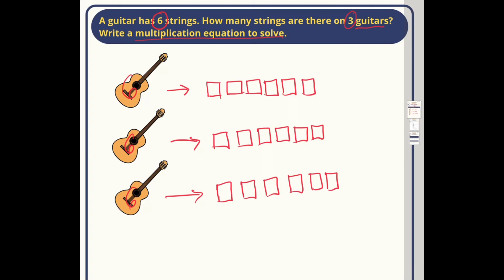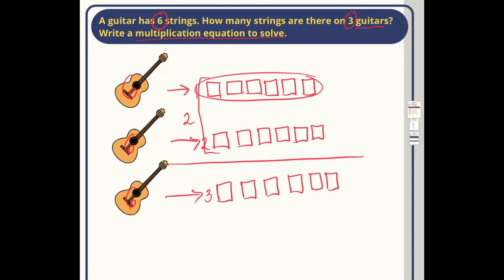So now here, since we have 3 rows because of the first guitar, second guitar, and the third guitar, we can decompose this by drawing the line in between the second and the third guitar on this array. Okay, now let's take a look. How many rows do we have on the first smaller array? We have 2. And how many strings are there in one guitar? And of course, we have 6.